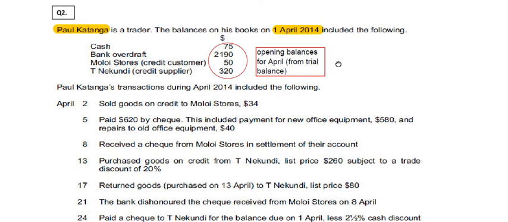Let's go through those balances one by one. Cash is given, so that's the opening cash in hand. Then bank overdraft, so you are owing to the bank 2190. And then there are 2 personal accounts. One is Malui, who is a credit customer, so let's make a notation, TR. So Malui is your TR, and the next person is T Nikundi. This one is a TP, the trade payable. So 4 balances: cash, bank overdraft, trade receivable, and trade payable.